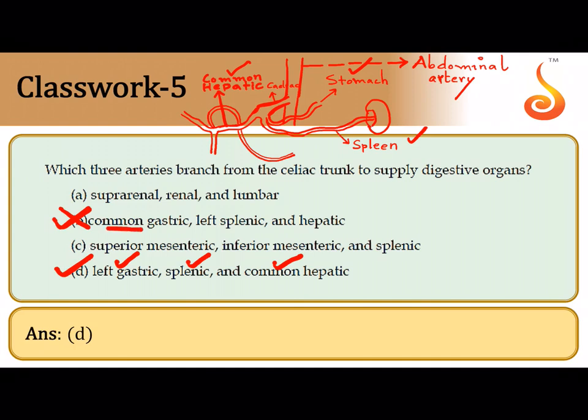It is left because, as you can see in the diagram I have shown, the stomach is on the left side of the body. Remember, this is the person whose stomach you are looking at, whose artery you're looking at. So this is this person's left and this is this person's right. It is not the observer's left and right, it is the subject's left and right. So considering that, it is the left gastric, the splenic and the common hepatic branches which are originating from the celiac artery.